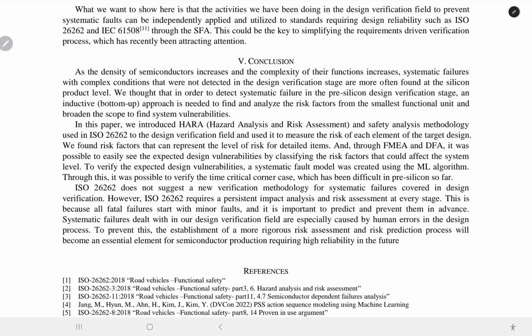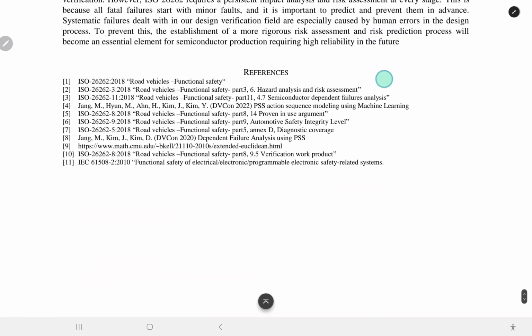them in advance. Systematic failures dealt with in our design verification field are especially caused by human errors in the design process. To prevent this, we established a more rigorous risk assessment and risk prediction process, which will become an essential element for semiconductor production requiring high reliability in the future.